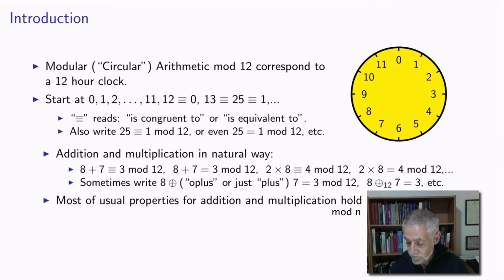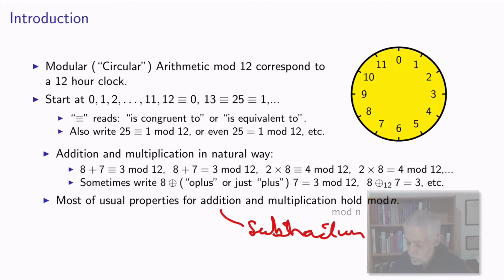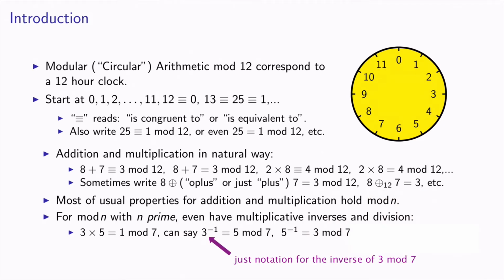Now, most of the usual properties of addition, multiplication, and in fact subtraction hold modulo n, but we can't normally divide except when n is a prime. So then we do have multiplicative inverses and we can do division.